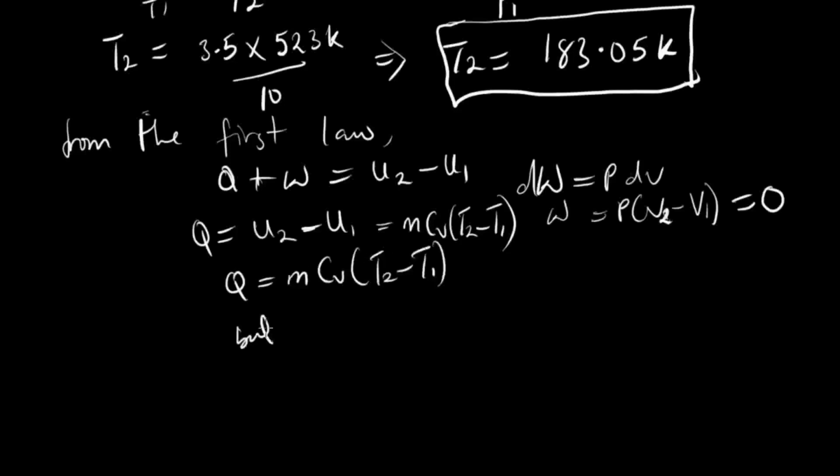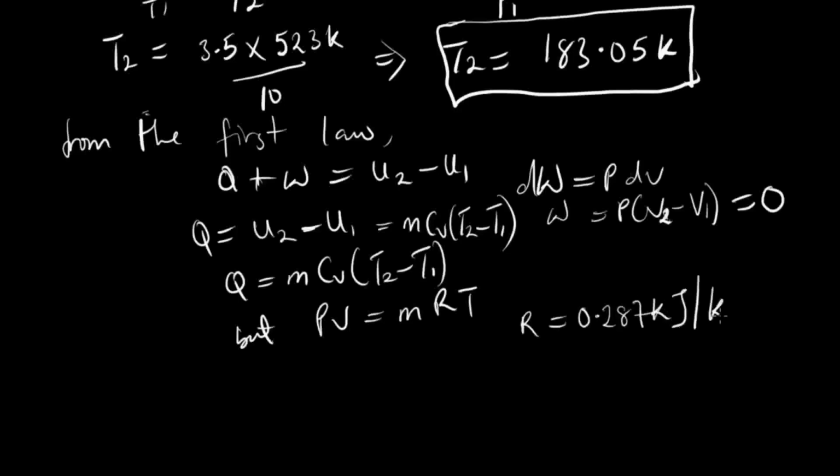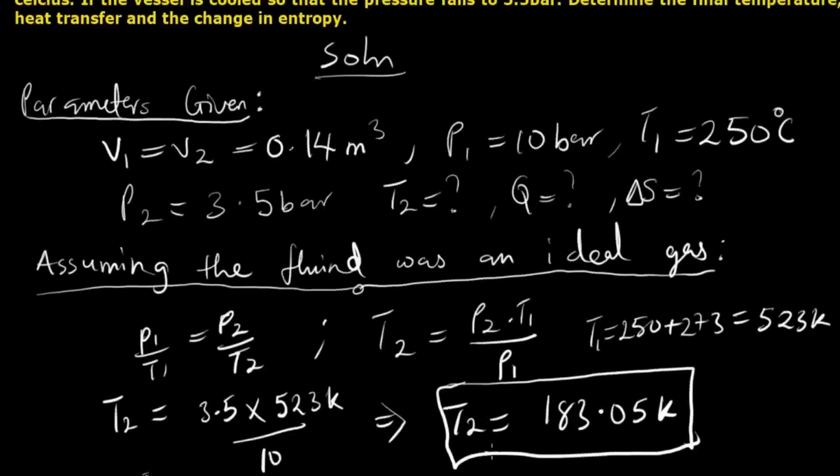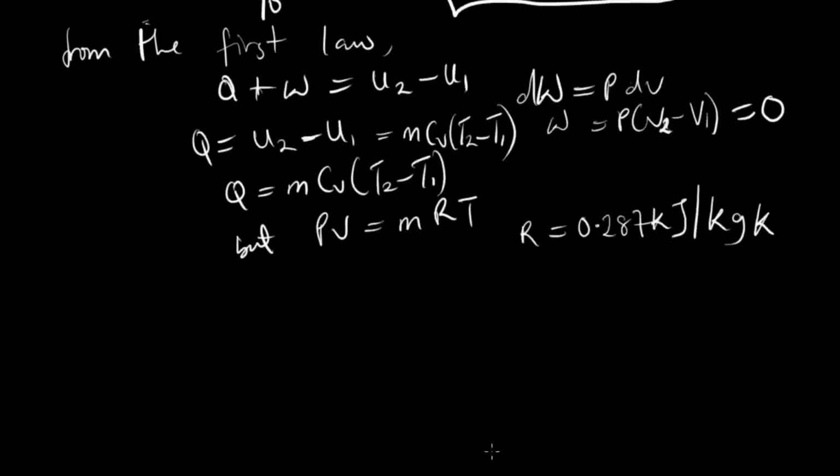But PV is equal to mRT. The value of R is 0.287 kilojoule per kilogram Kelvin. So how do we get our mass? We have our volume. I hope it was written in the parameters. Yes, it was written in the parameters.